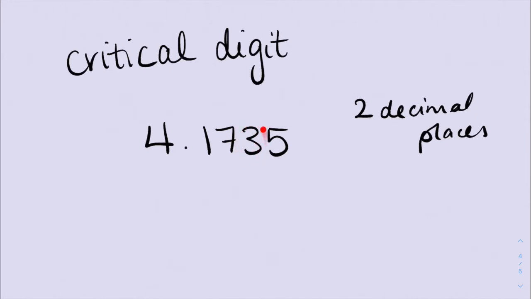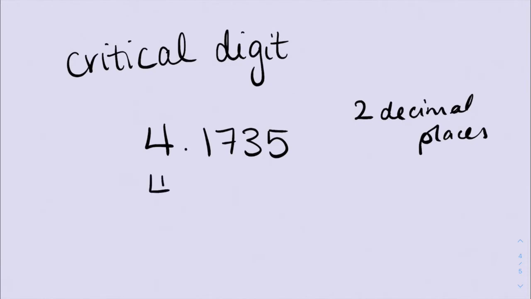Now, if this number is 5 or higher, my 7 is going to turn into an 8. But if this number is 4 or lower, my number is going to stay the same. So 7 would stay the same. We can see that that number is 3, and 3 is less than 4, which means that to 2 decimal places, this number is 4.17.